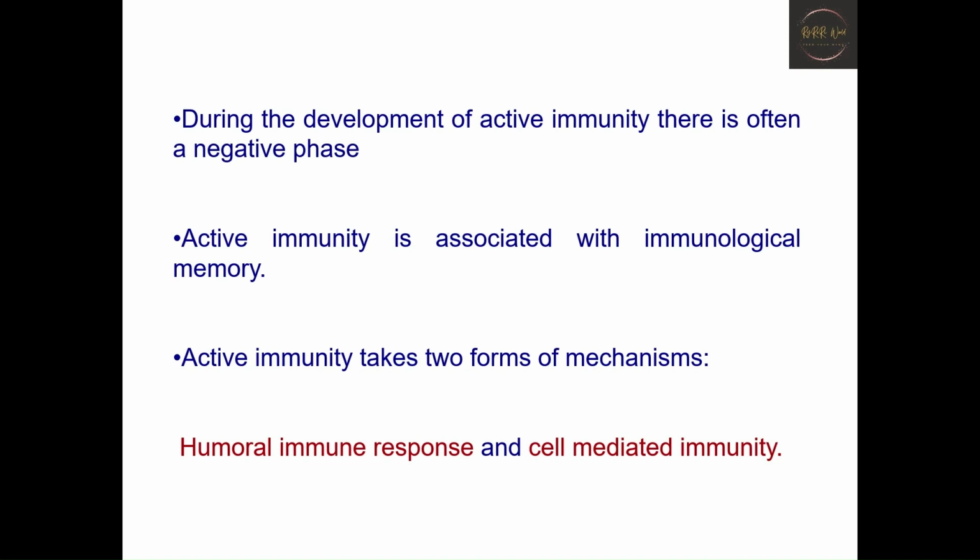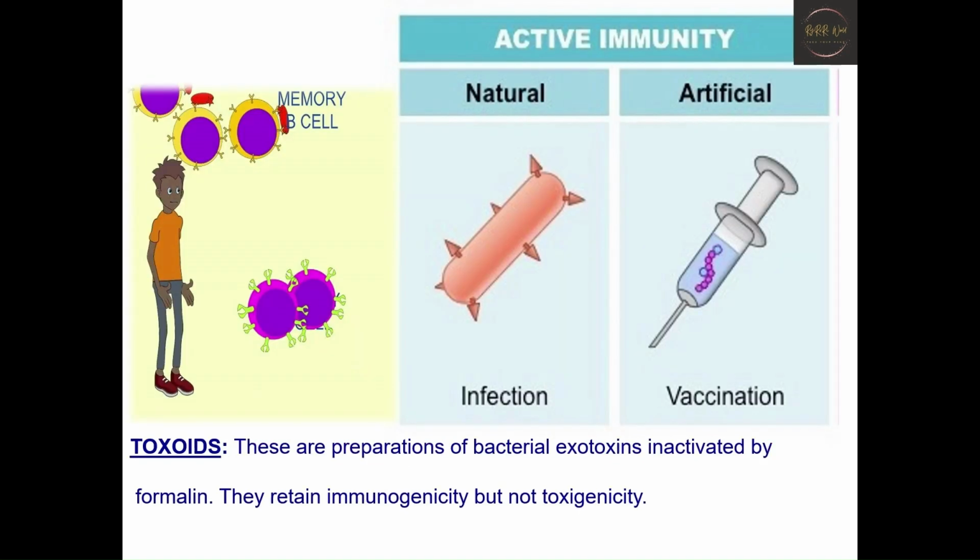Coming to the humoral immune response, it is a protection against extracellular pathogens and also from their toxins. Whereas the cell mediated immunity is a protection against intracellular pathogens. So, the immunity which we develop after being exposed to an infection or from a vaccine is known as active immunity.